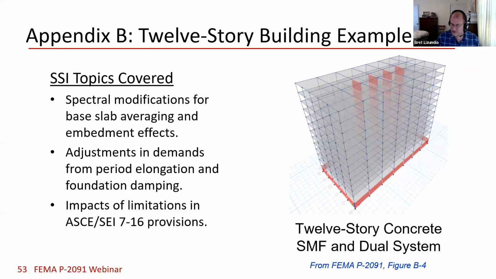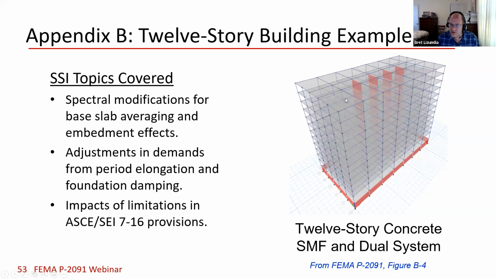Okay, so the last thing, or the second example that we're going to cover here, is what was in Appendix B, and this one has a lot of things in it as well. It was written by Mike Valley of MKA, and he was talking about both base slab averaging and embedment. Those are kinematic effects, and then adjustments from damping as well as period elongation, and it also goes through how limits affect us.